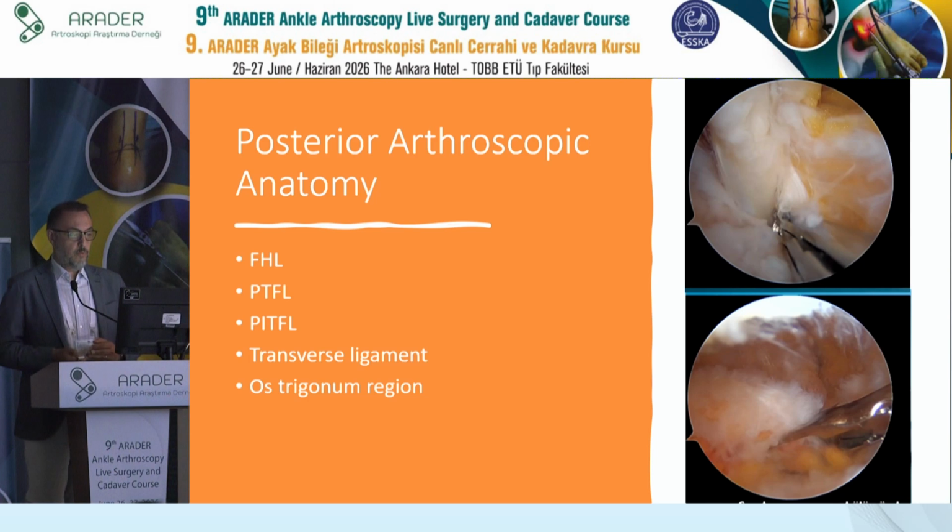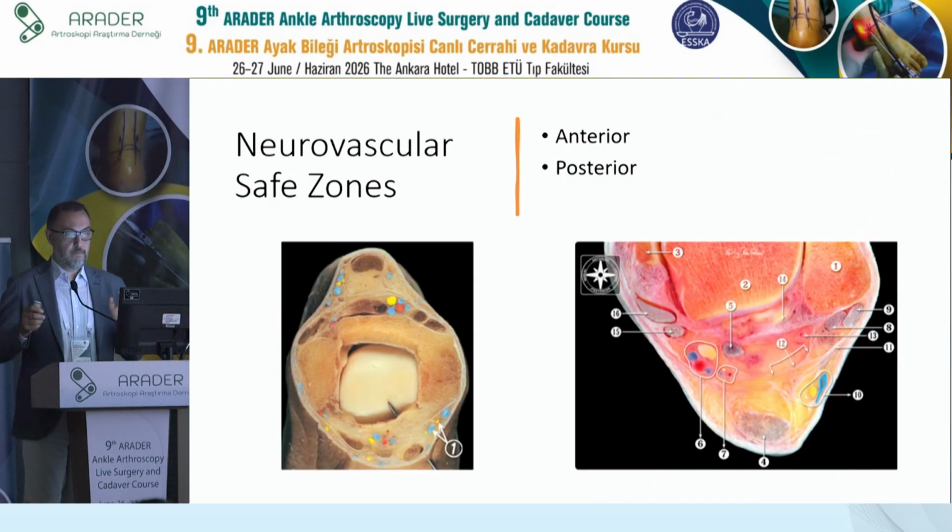And in the posterior arthroscopic anatomy, we can see the FHL tendon, and like the picture here, you can release it if there is any kind of stenosis. You can see the PTFL, PITFL, transverse ligament, or with the picture in the below zone, you can excise the os trigonum here.